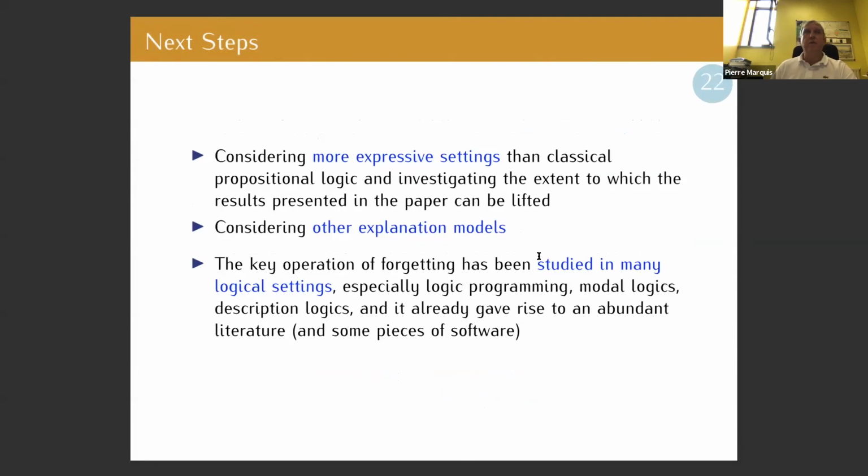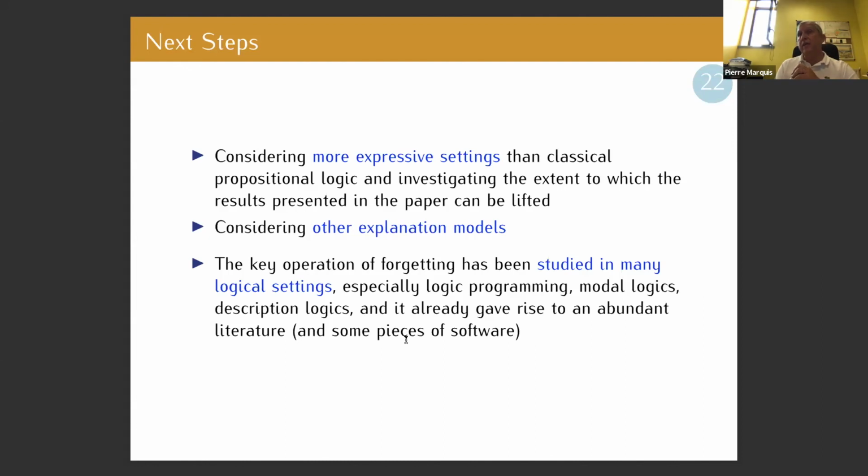And just to conclude, the next steps. Of course, the next steps will be to consider more expressive settings than classical propositional logic and determine whether and to which extent the results shown here can be lifted, generalized. Considering, of course, also other explanation models. There is one in the paper about consistent explanations that, in some sense, generalizes the abductive model. And a quite interesting point, I think, is that what we use here are very basic operations, especially forgetting.